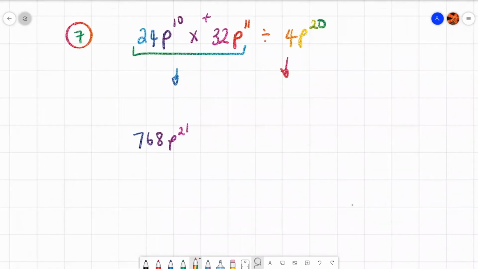Bring that down, divided by 4p to the power of 20. So 768 divided by 4 is 192p. Subtract the powers, 21 take away 20 is 1, so it's just 192p. And there we are. Okay, that was laws of indices.